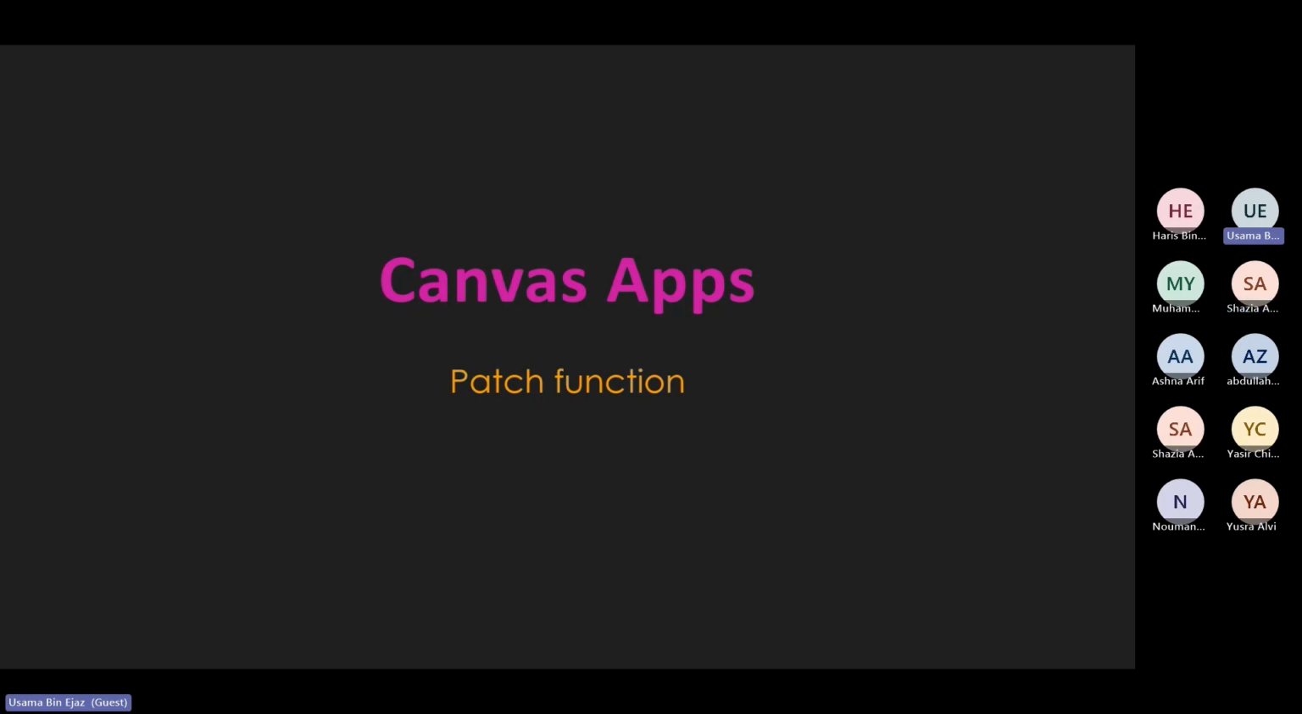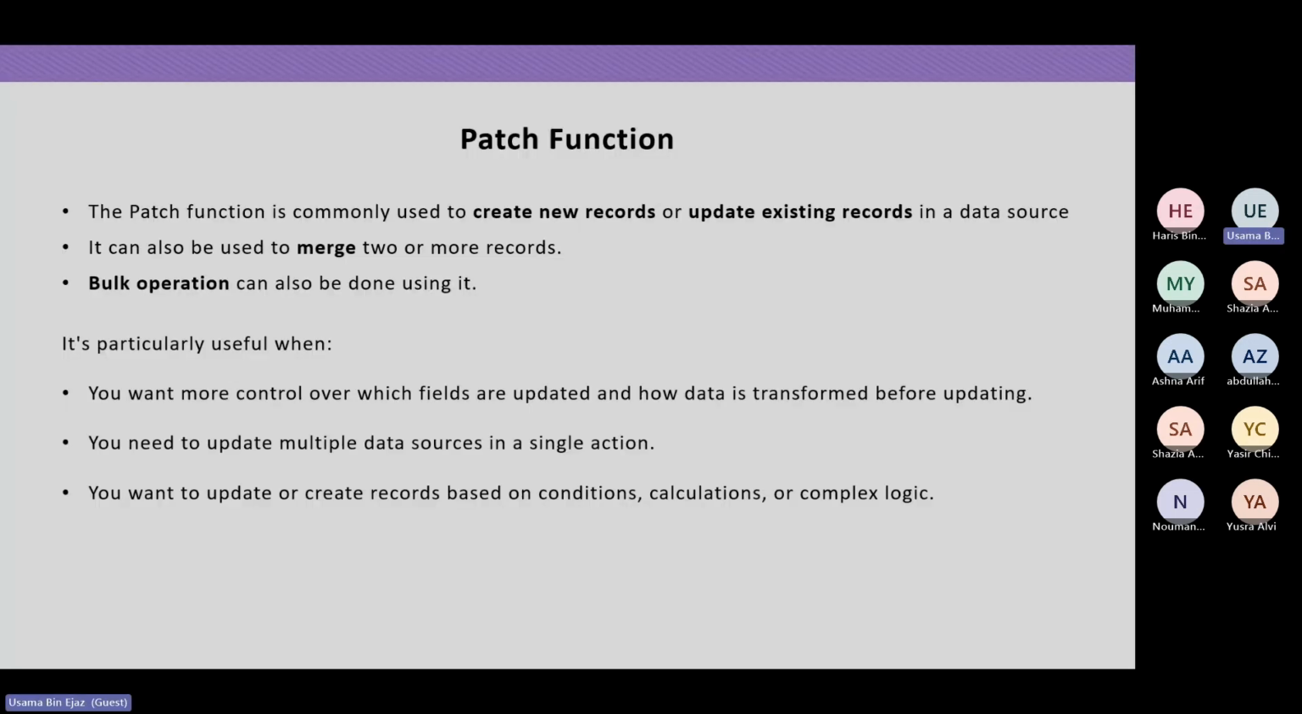Okay, so let's start the class. Today we'll be discussing the Patch function available in Canvas apps. The Patch function is used to create or update one or more records in the data source. For interacting with the data source, to insert a record in the database or update a record in the database, the Patch function is one of the available functions you can use. It can also be used to merge two or more records. Bulk operations can also be done using it.